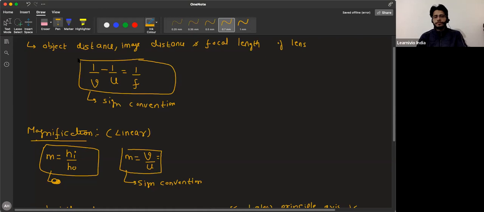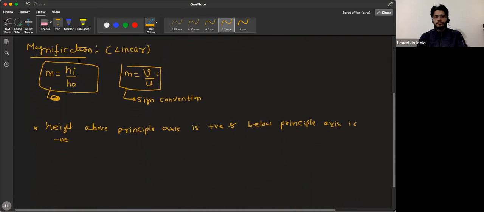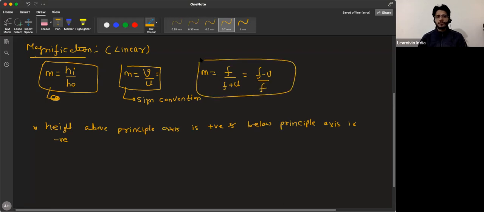There are few more relations for magnification. It could be written as f by f plus u, or you can also write this as f minus v over f. So these are four relations for calculating magnification. It's just the ratio of height of image and height of object. That's it.